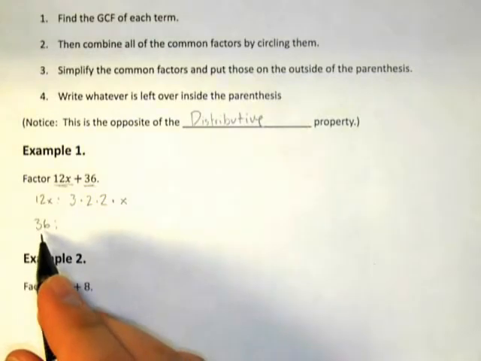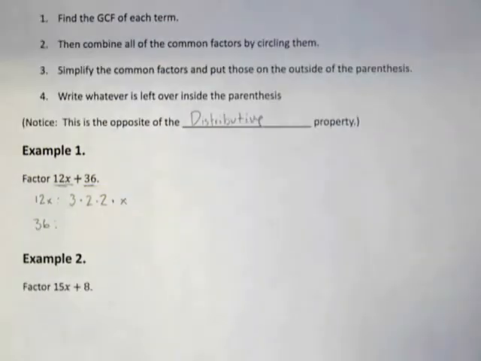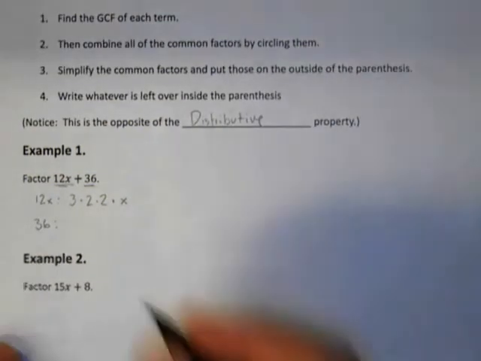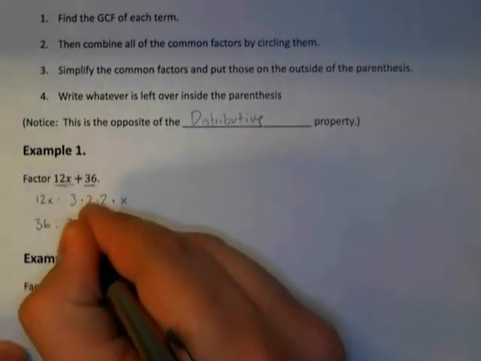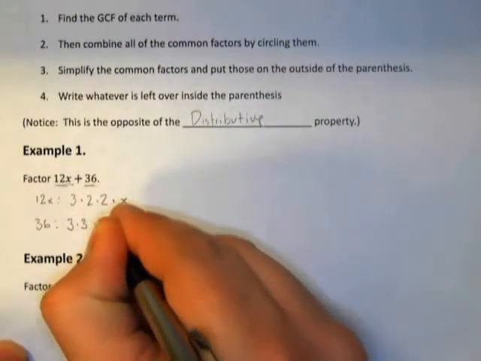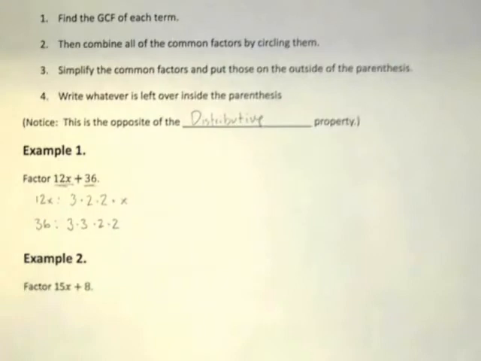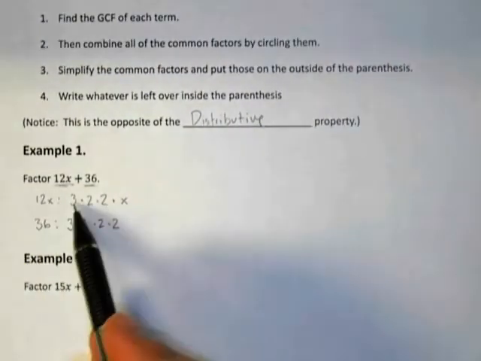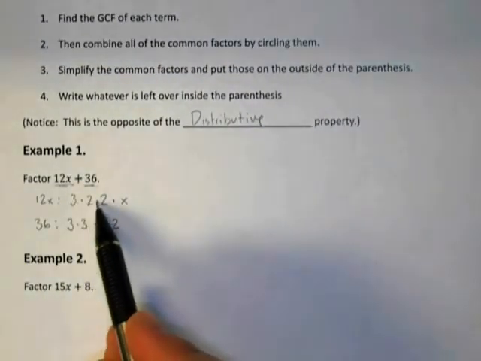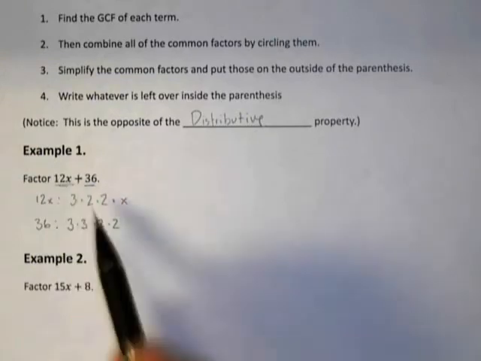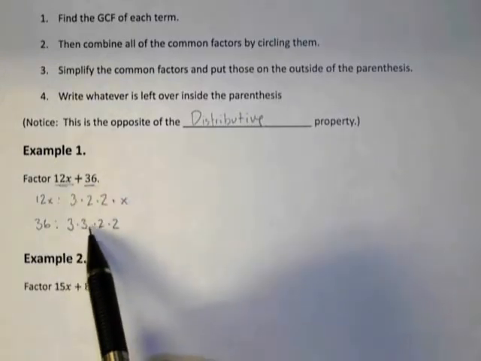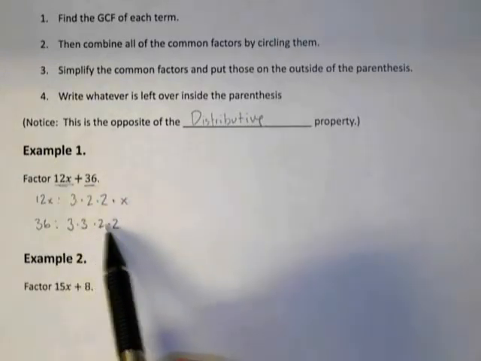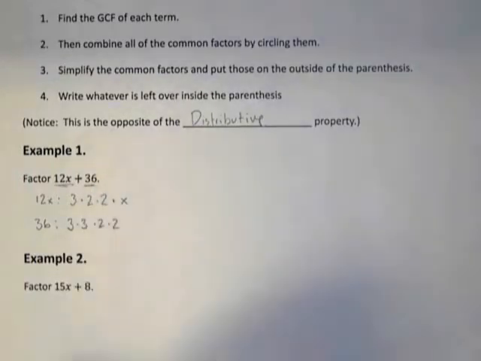And I know 36 is 9 times 4, or 3 times 3 times 2 times 2. If we want to go back and check this, we can do 3 times 2 is 6, times 2 is 12, times x is 12x. And 3 times 3 is 9, times 2 is 18, times 2 is 36. So we've checked our work, it's right.